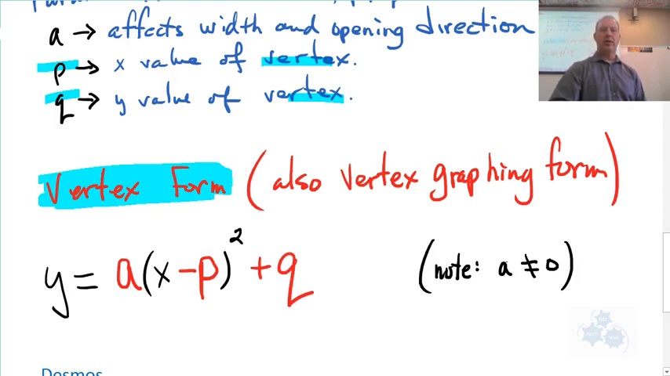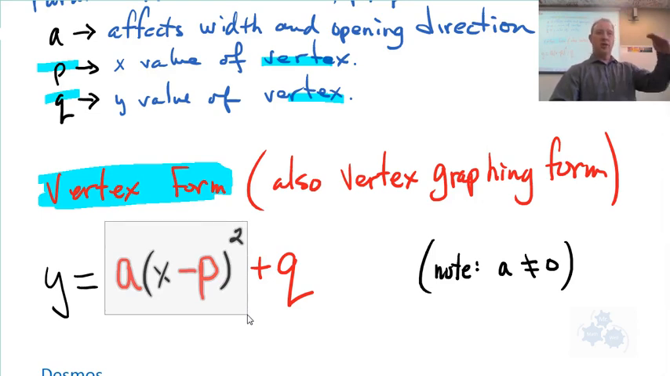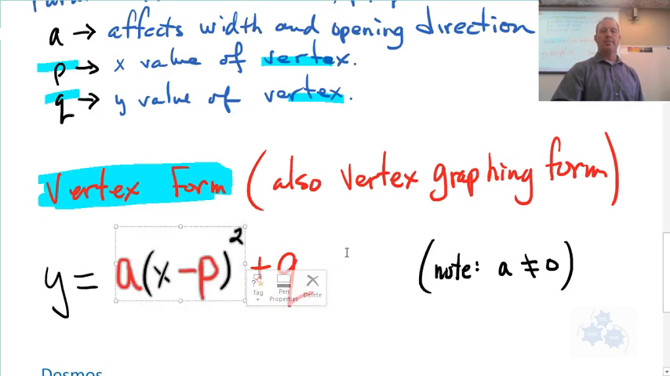Now there is a little note here. A can't be 0. If A is 0, then we have a real problem. Then this is all 0, and guess what? If this is gone, if this is 0, we have y equals q, which is just a number, and so then we have a straight horizontal line. So this is not a quadratic function if A is allowed to be 0. So if A is 0, it's not a quadratic.